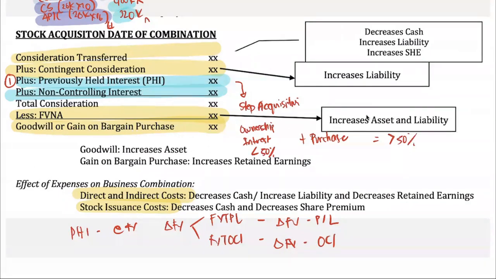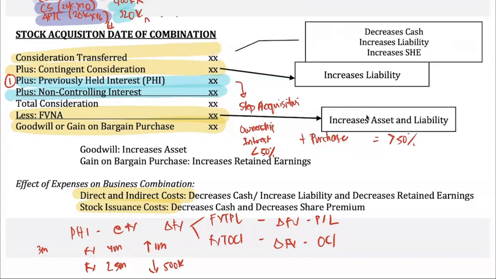For example, you have a previously held interest of 3 million. The fair value now is 4 million. So there is an increase of 1 million. The increase, of course, will increase your profit or loss or OCI. But what if it's 3 million and the fair value now is 2.5 million? It now decreases your profit or loss or OCI by 500,000 pesos. So that's the effect of your FVTPL and FVTOCI as to the change in fair value of previously held interest.